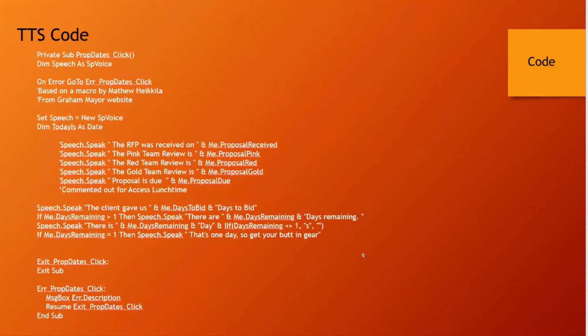Here's another snippet of code. The only line here, I got a lot of code that's been commented out, as you can see, is if me dot days remaining is greater than a certain number, that is 1, then read this particular sentence or phrase. If the number of days remaining is exactly 1, then it reads something else. And that is basically a warning to the user that he or she is out of time and needs to get the proposal out of the door. So it's due today. So you need to get to work and get it out the door.